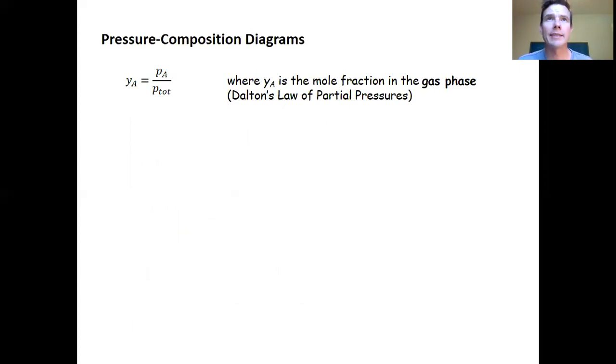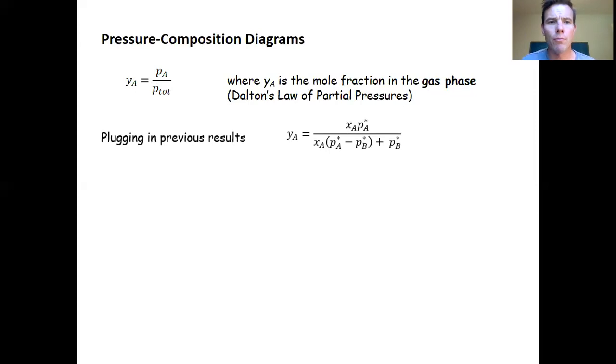I can do the same thing with the mole fraction in the vapor phase. Remember that the x-axis here represented the liquid phase. I might be interested in the vapor phase. And the starting point for this is Dalton's law of partial pressures. It looks very similar to what we had previously seen, YA equals PA over P tot. The difference here is that YA refers to the gas phase. So you take this expression, you plug in some of your previous results for PA and P tot, and you end up with something like this.